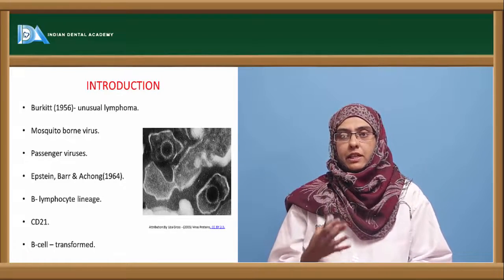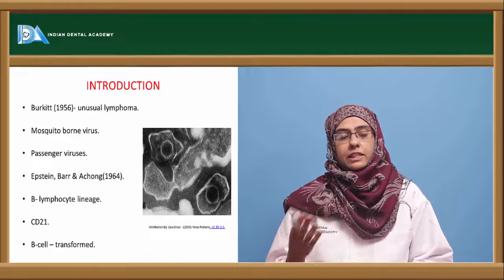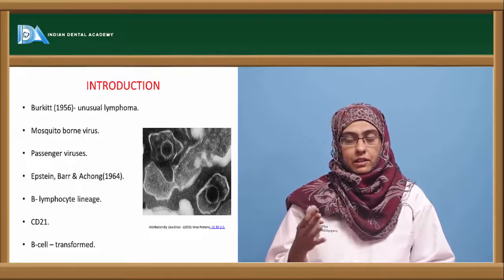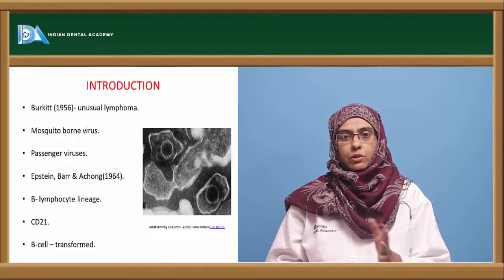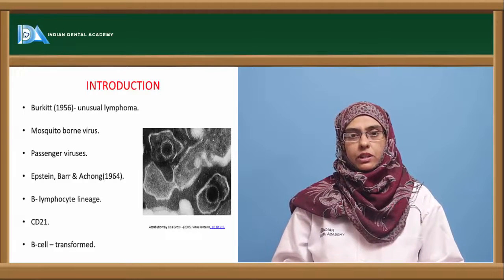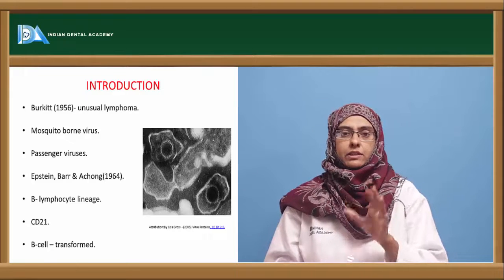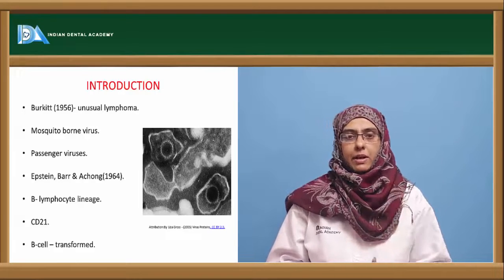by Burkitt in 1956, who saw that there is an unusual lymphoma seen in the children of Central Africa, and he thought that this lymphoma is because of a mosquito-borne viral infection. Later on, many studies were carried out to identify the virus from this lymphoma, and they found that there are different viruses that were called passenger viruses.